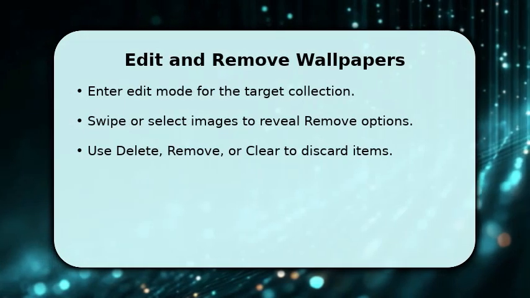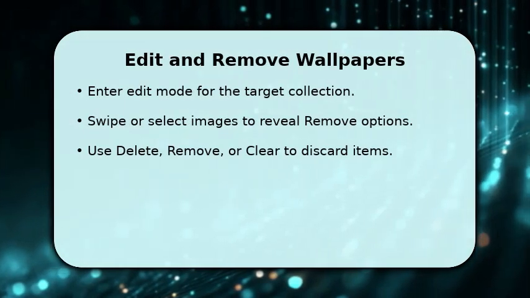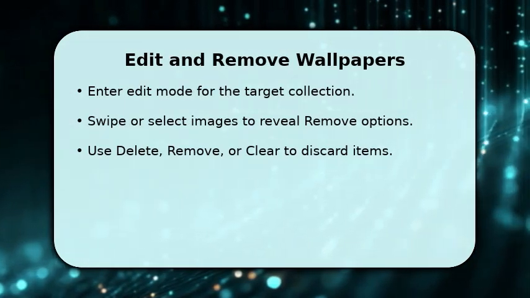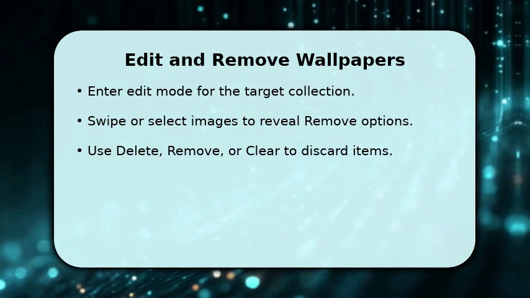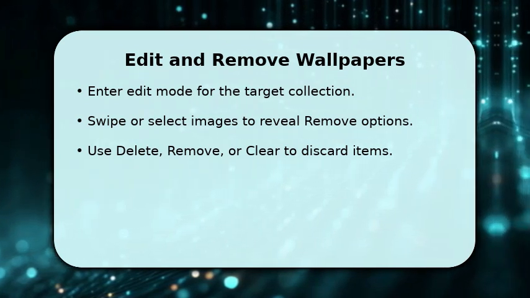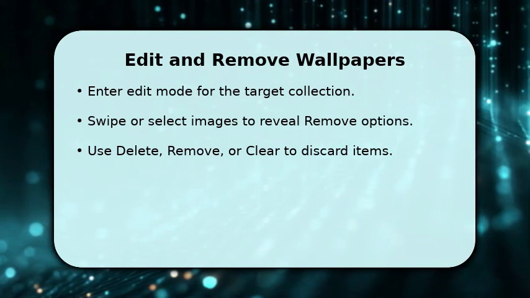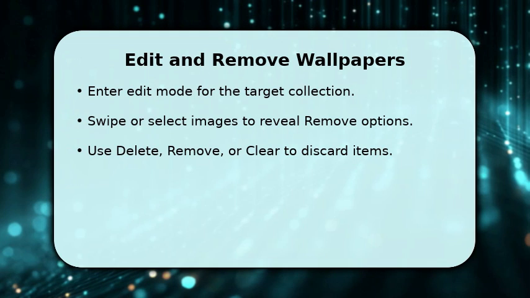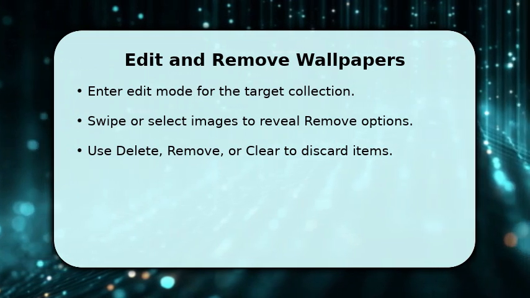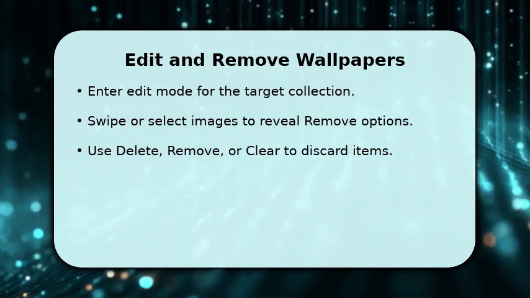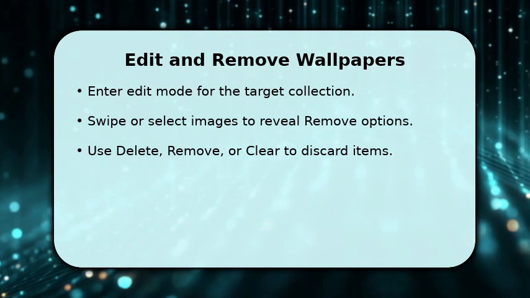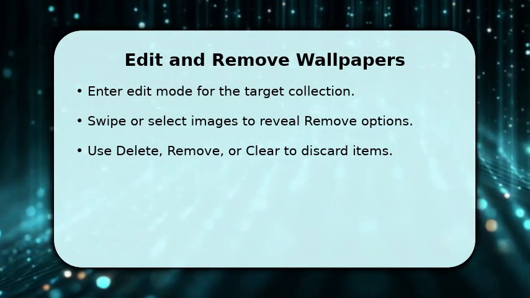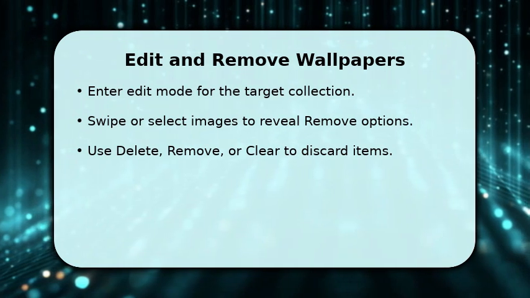Now you're editing the collection itself. Tap Edit or the three-dot menu to enable selection. You'll see checkboxes or swipe gestures appear. Select each image you want gone, then choose Delete, Remove, or Clear, depending on iOS wording, to remove them from the collection. If you prefer to delete the entire collection at once, look for Remove Collection or Delete Album in the Options menu. Confirm when prompted.